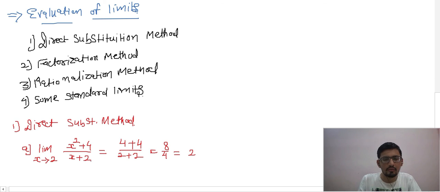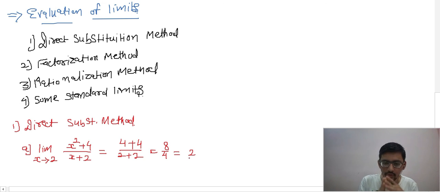Now you will ask, sir, what great thing are we doing here? This is like f of x, and you are just putting x equal to 2, which means you are finding f of 2. I am not finding f of 2. I am finding the limit of this. That means what I can understand from this is that if x is approaching towards 2, this function is approaching towards 2. However, f of 2 can also be 2.